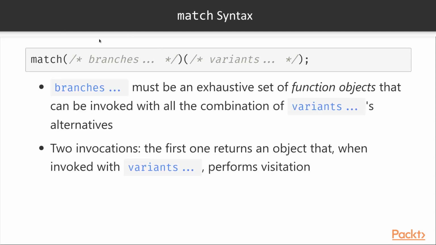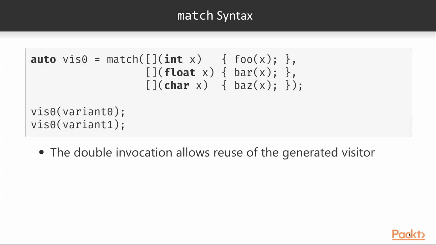Firstly, as you can see, it's not just a single function call, but 2 function invocations one after each other. The first one takes a bunch of branches, which must be an exhaustive set of function objects that can be invoked with all the combinations of the variant alternatives. And the second invocation is the one that takes all the variants used for the visitation and will actually perform the dispatch.